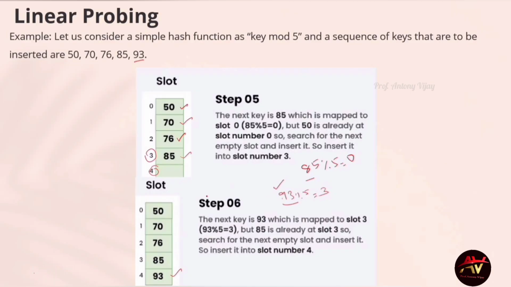In this way we are linearly probing. Probing means we keep searching for empty slots to fill the particular key into the hash table. So this is called linear probing.